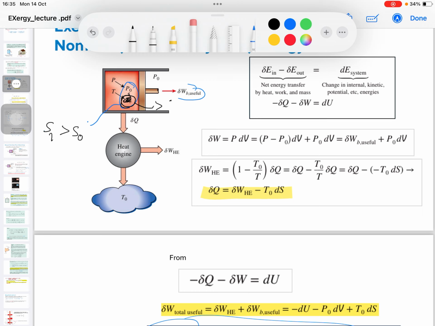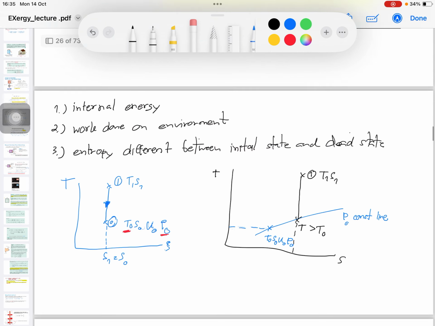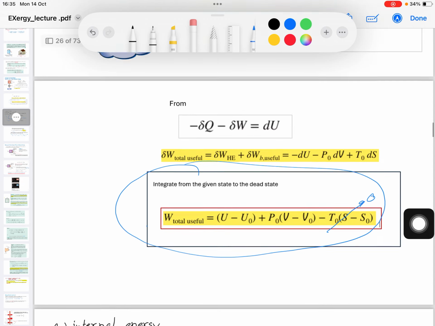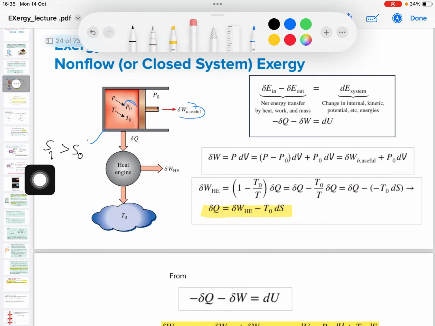T0, my temperature here, right? Here if you see the graph, I hit the P0 constant pressure line here, but the temperature is still higher than T0, at this point. So if I have the case that S1 is greater than S0, I can extract more work by connecting a heat engine to it. Because if I just expand the gas, I still have a higher temperature than T0, right?